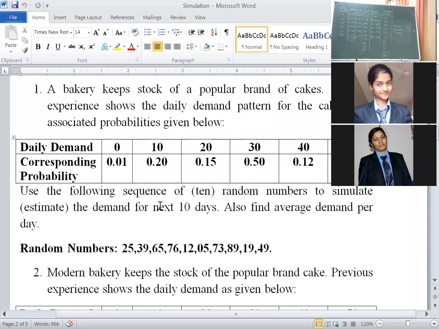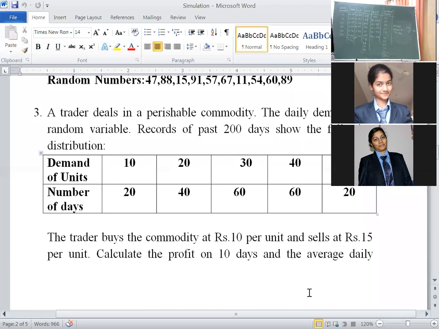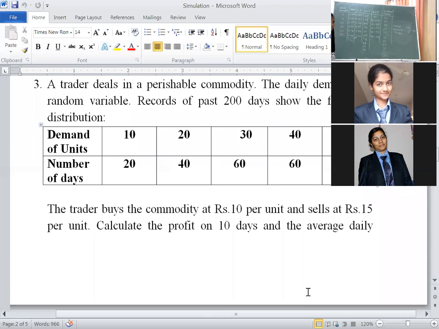Any doubt in this? Students? Understood? Yes, ma'am. Then we will go for one more problem. Then we will solve the third problem. Go through the third problem.